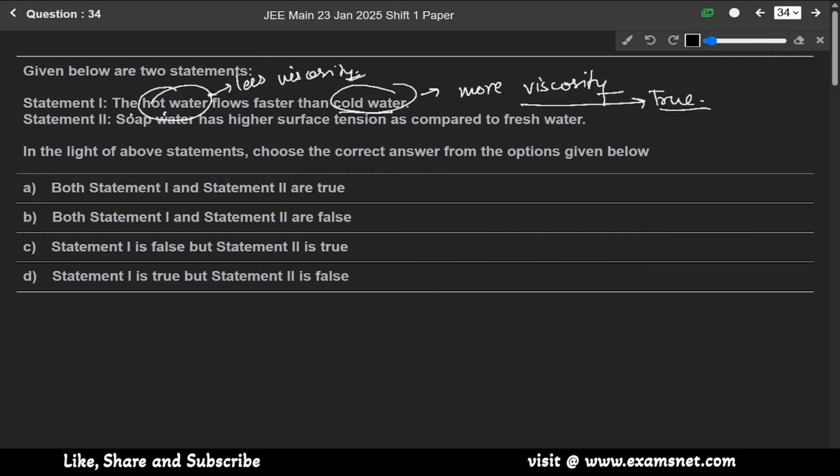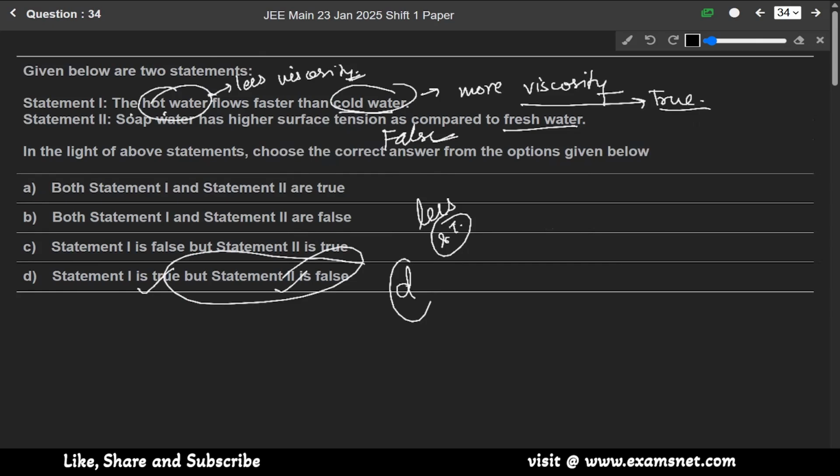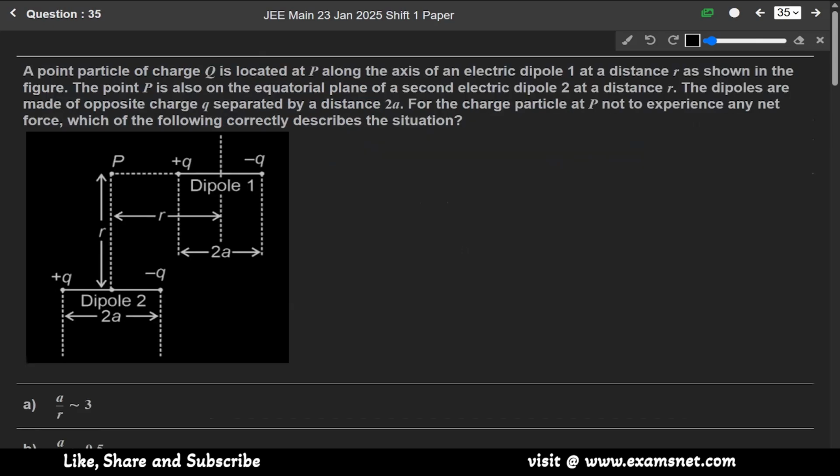And the second statement is soap water has higher surface tension as compared to fresh water. But this statement is false because soap water always has less surface tension as compared to fresh water. So among these four options, statement 1 is true but statement 2 is false, means option D is the correct answer. Now next question 35.